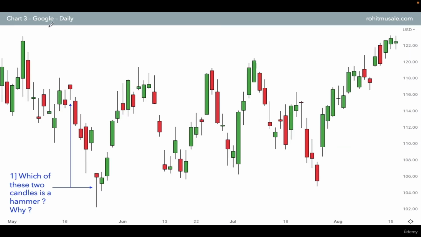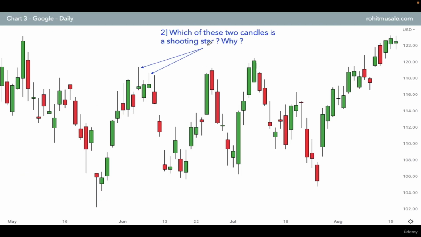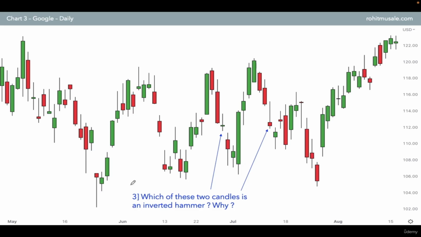Next, chart number 3. This is a daily chart of Google. Question number 1. Which of these 2 candles is a hammer and why? So this is one candle and this is the second candle. Which one of these 2 is a hammer? Question 2. Which of these 2 candles is a shooting star and why? So we are looking at this candle and this candle. Question 3. Which of these 2 candles is an inverted hammer and why? So we are looking at this candle and this candle.